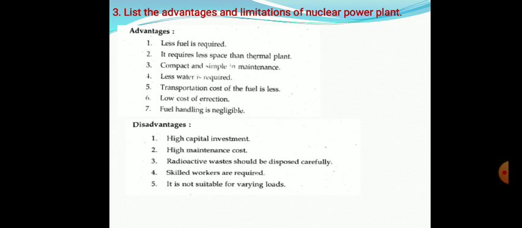Question number 3: list the advantages and limitations of nuclear power plant. Advantages: less fuel is required, it requires less space than thermal plant, compact and simple in maintenance, less water is required, transportation cost of the fuel is less, low cost of erection, fuel handling is negligible. So these are the advantages.